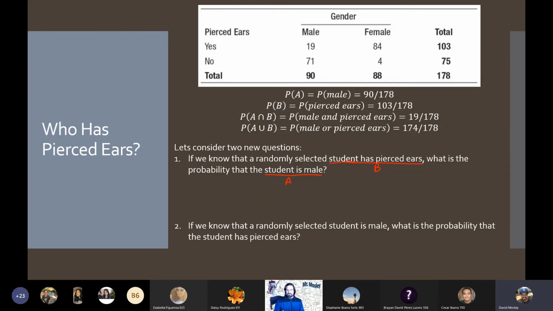And Caesar going with A. All right. Jose is saying that we know that the student has pierced ears. Darlene's going with A.